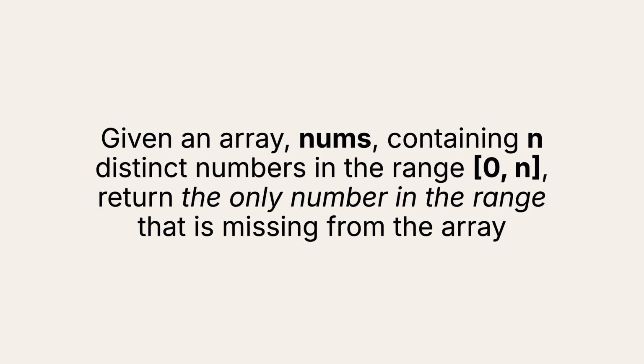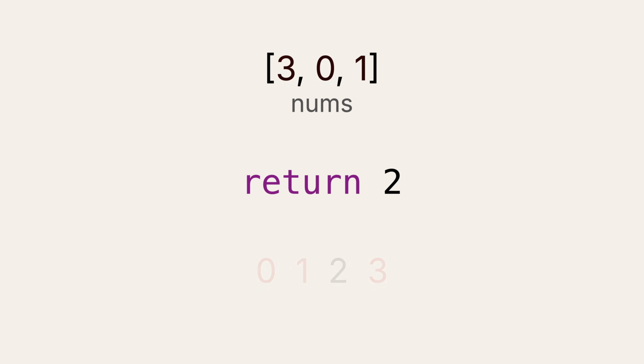Given an array nums containing n distinct numbers in the range of 0 to n inclusive, we need to return the only number in the range that is missing from the array. For example, if nums has 3 elements which are 3, 0, and 1, then we need to return 2, since 2 is the only number missing from the range 0 to 3.